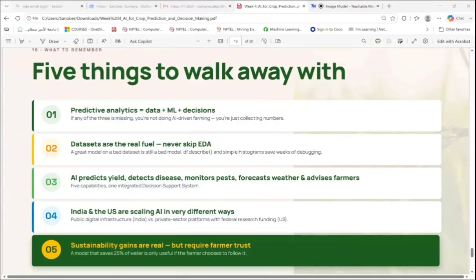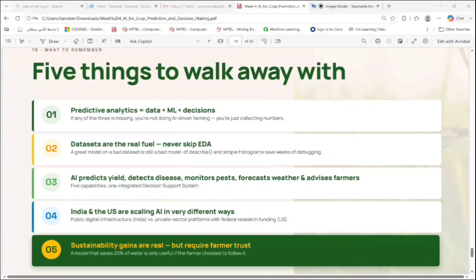Finally, we also require farmer trust. That is something very essential in order to implement all the things that we have learned about. A model may save water or reduce pesticide use, but it has no real value if the farmer cannot understand it, access it, afford it, or has trust issues with the recommendations. So we need to consider all these important factors in order to enable this information.